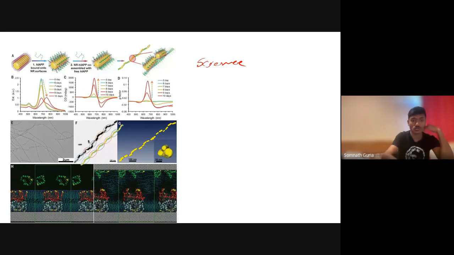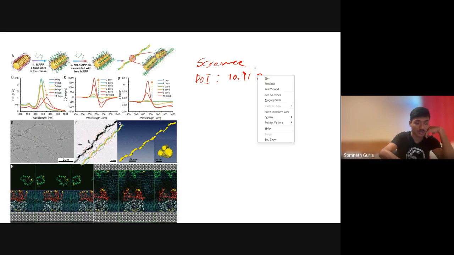This is published in 2021. So the DOI number is, you can check this. The DOI number is 10.1126, sorry, 26, science.abd8576.